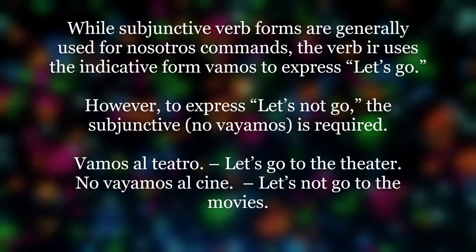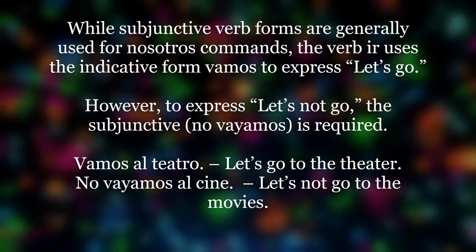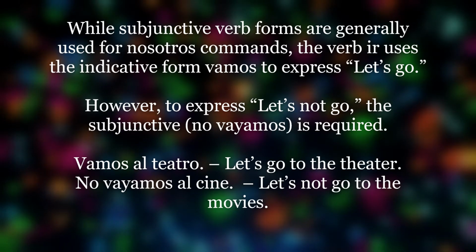While subjunctive verb forms are generally used for nosotros commands, the verb ir uses the indicative form vamos to express let's go. However, to express let's not go, the subjunctive no vayamos is required. So to say let's go to the theater, say vamos al teatro. Let's not go to the movies, no vayamos al cine.